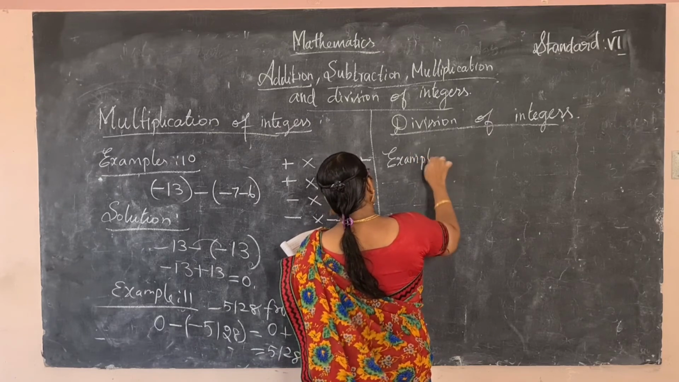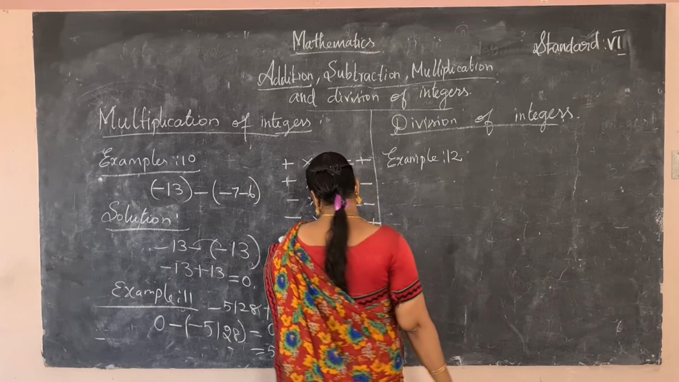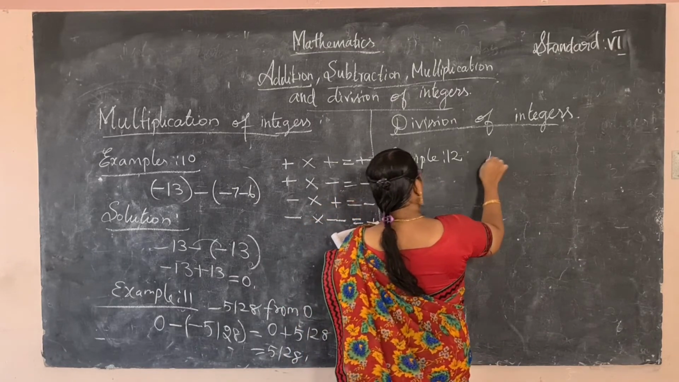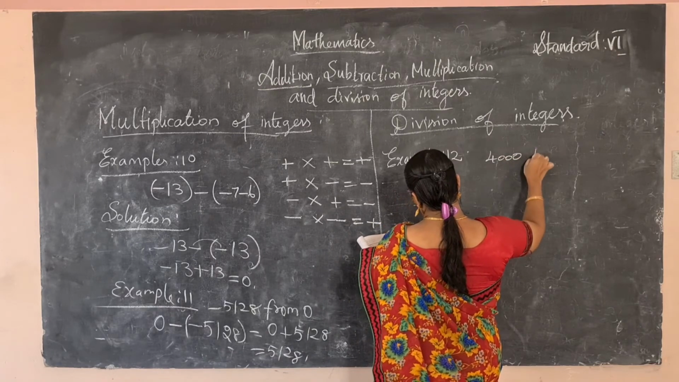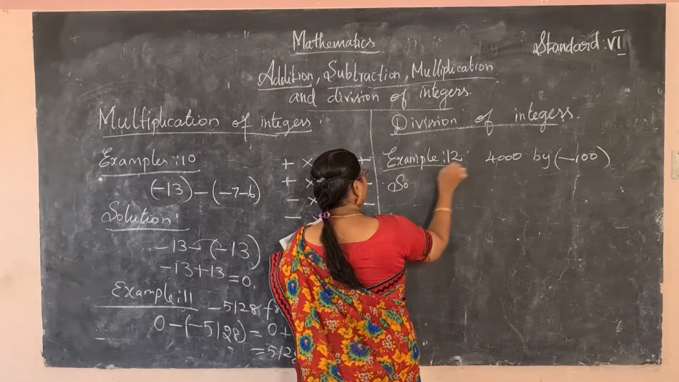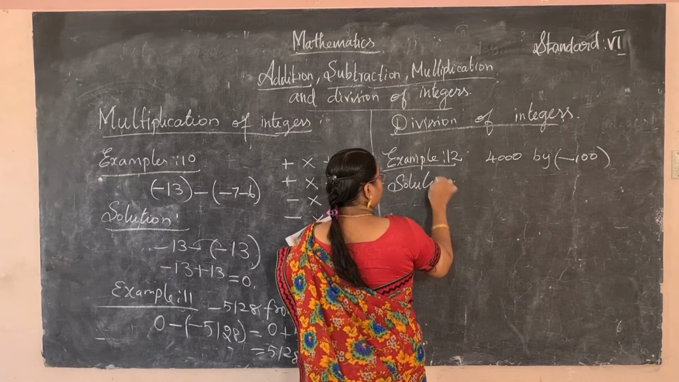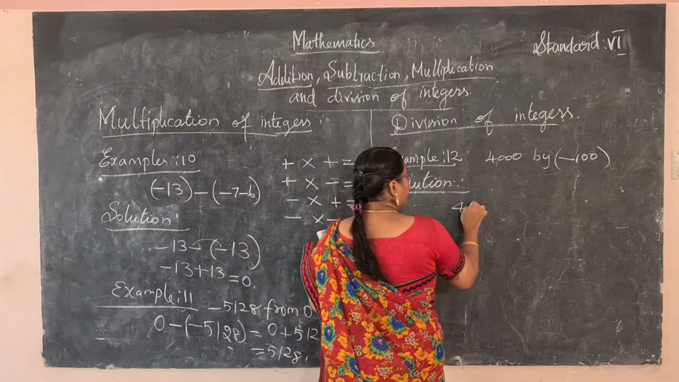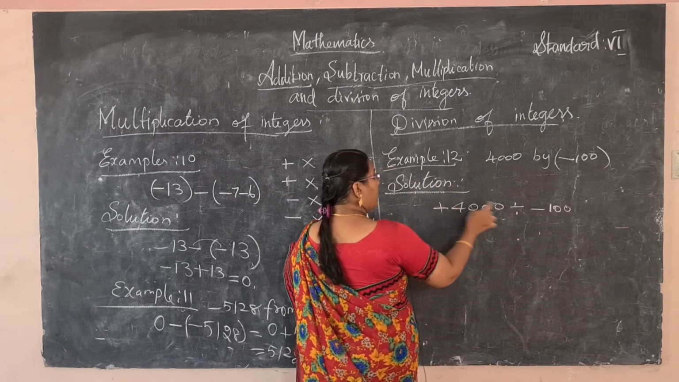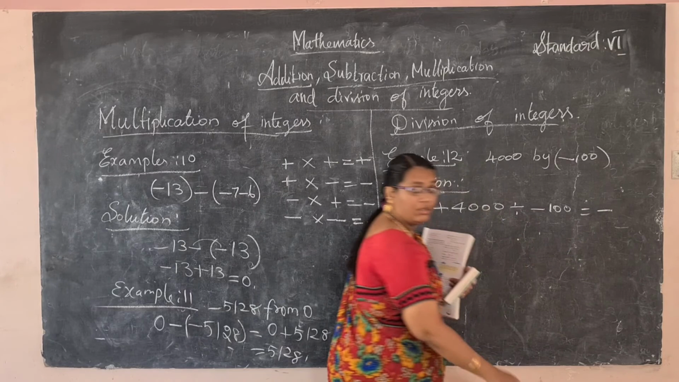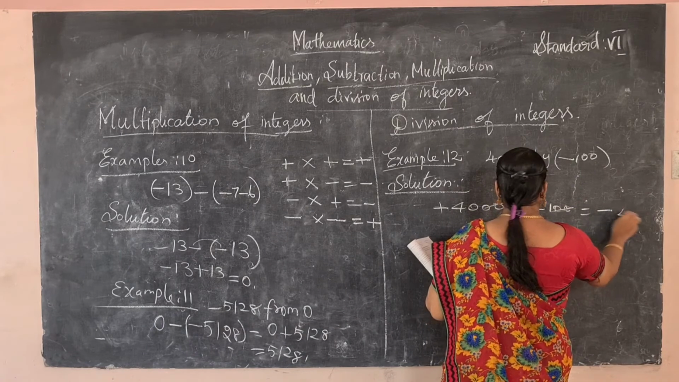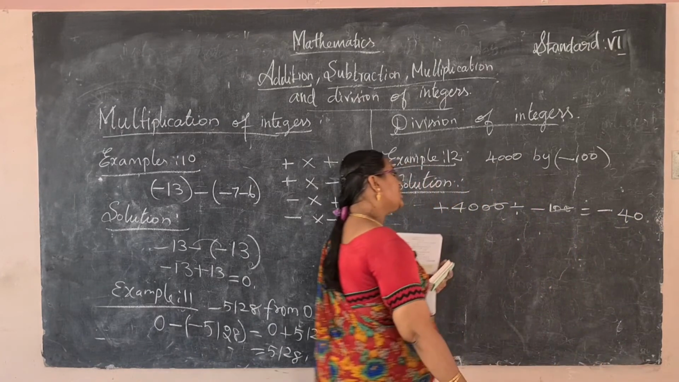And next, division. Example 12. Divide 4000 by minus 100. Okay, so solution, 4000 divided by minus 100. It's a positive number and one is negative, so we get the answer as negative. Two zeros will be cancelled. So what we get? Minus 40. Minus 40 is the answer.